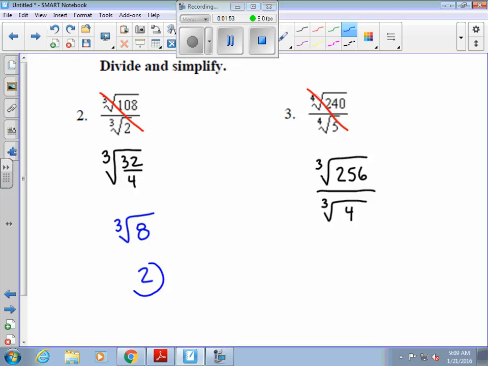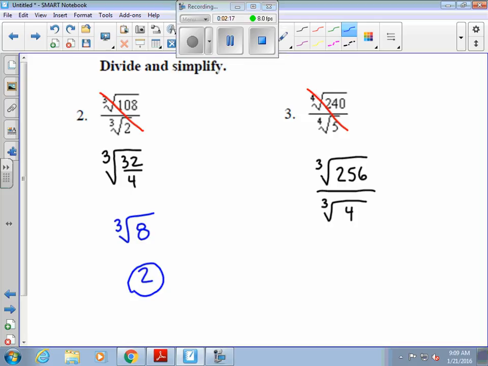Now, unlike number 1, where it was both positive and negative, since this is an odd root, 3, it's only positive 2. For number 3, originally it said the 4th root of 240 divided by the 4th root of 5. Again, we're changing that one. You'll get the 4th root of 48. Again, it's not going to give you a perfect 4th root.